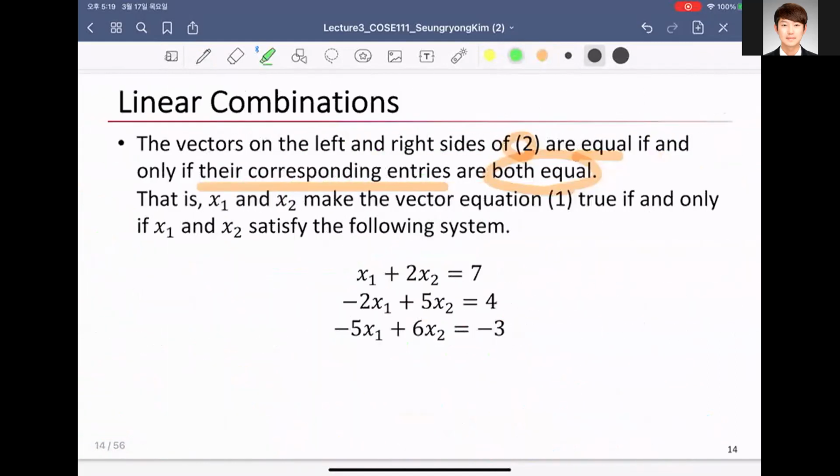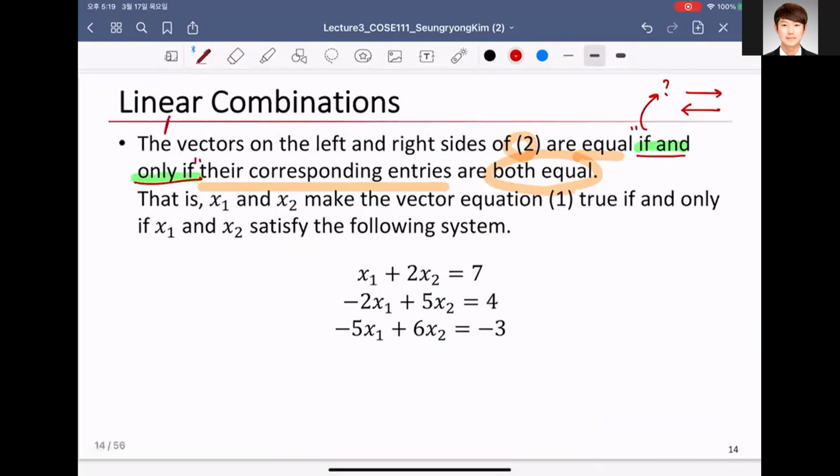A student asked about this before: if and only if. What is the meaning of if and only if? This statement should be true and the reverse statement should be true. In this case, we say if and only if. So if we call this statement A and this statement B, then A to B should hold and B to A should hold. In this case, we just say if and only if. Okay? Any questions?